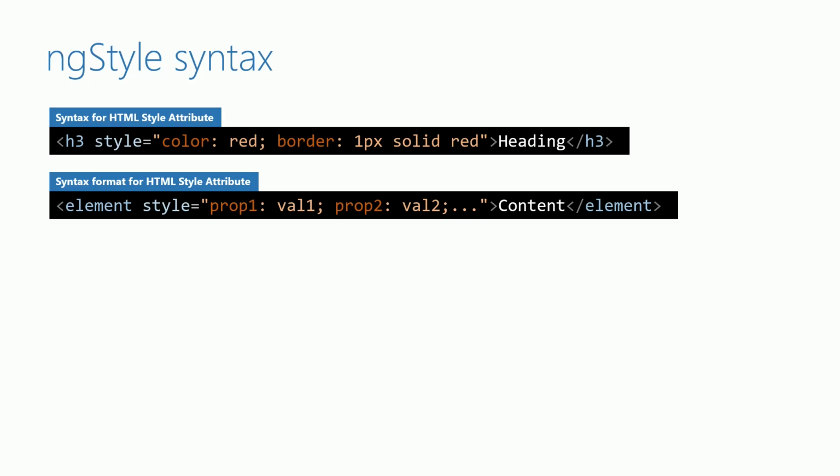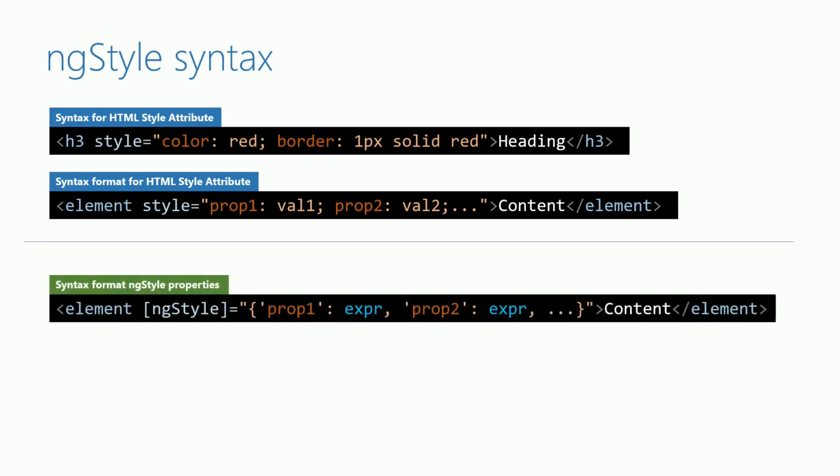Now let me introduce the syntax with ngStyle directive. This represents the HTML element. In the place of style attribute, we have the ngStyle directive. We can see style sheet properties available in both the syntax. We can see expression available in the place of value. The expression can have dynamic values. In HTML, this part remains static.